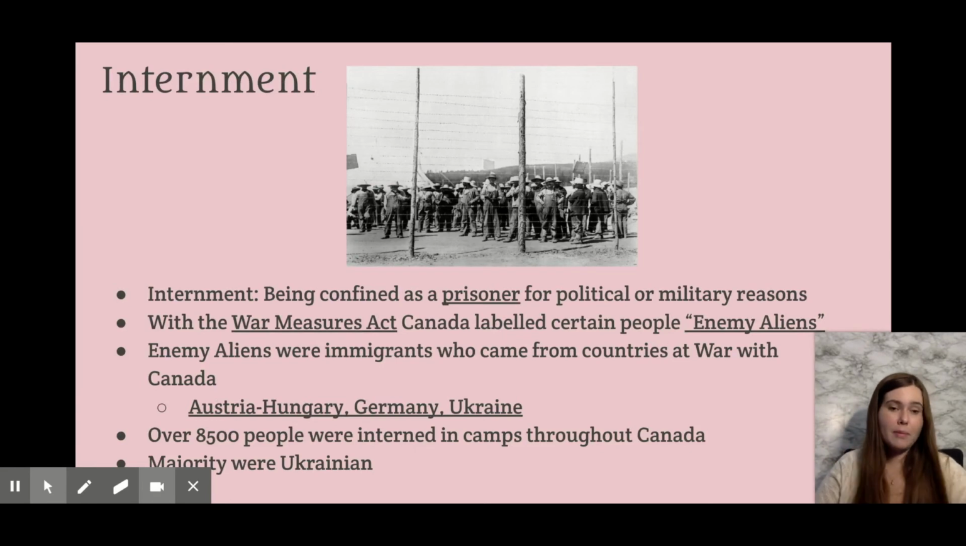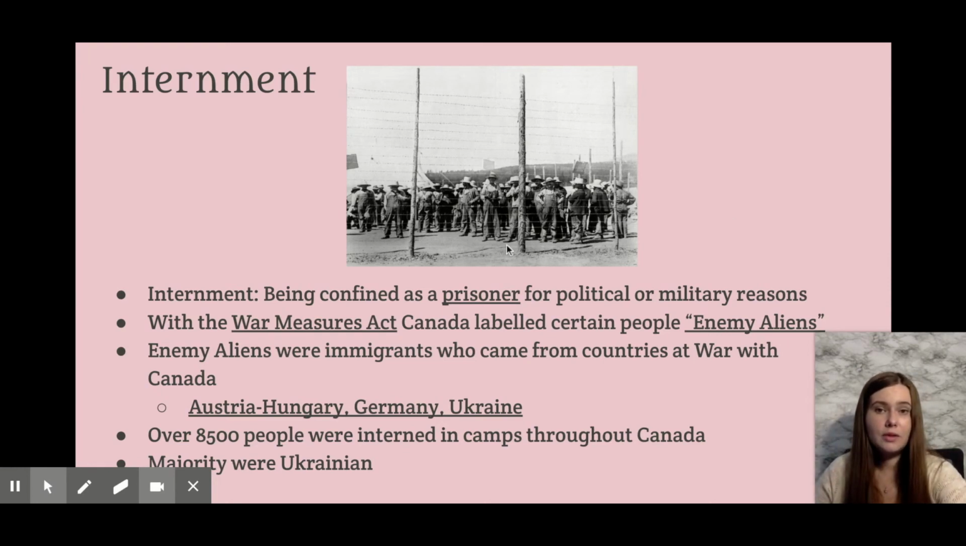So internment. Part of the War Measures Act and the power that it gave the government also meant that they could intern people, so they could arrest or detain people. So internment is when you are being confined as a prisoner for political or military reasons. With the War Measures Act, Canada labeled certain people enemy aliens. And we've talked about enemy aliens. They're immigrants who came from countries at war with Canada, so Austria-Hungary, Germany, Ukraine. And essentially, they took these enemy aliens and they interned them in camps. So they imprisoned them in camps.